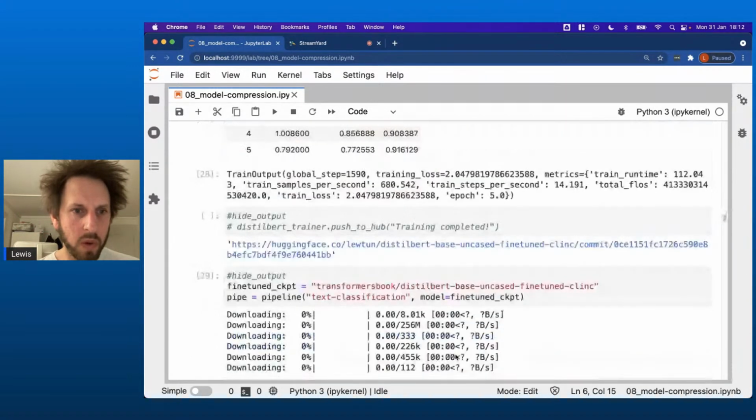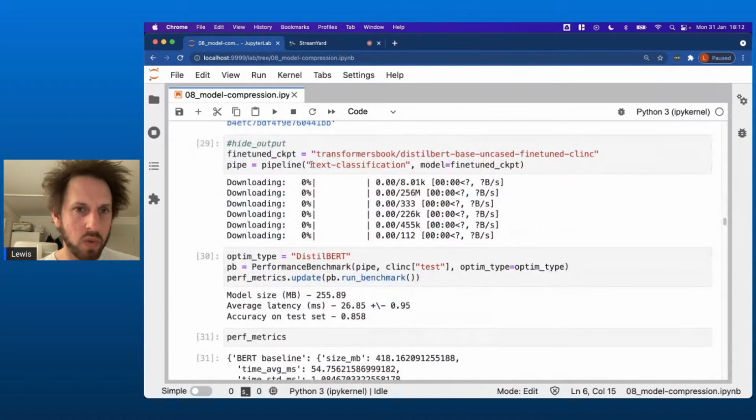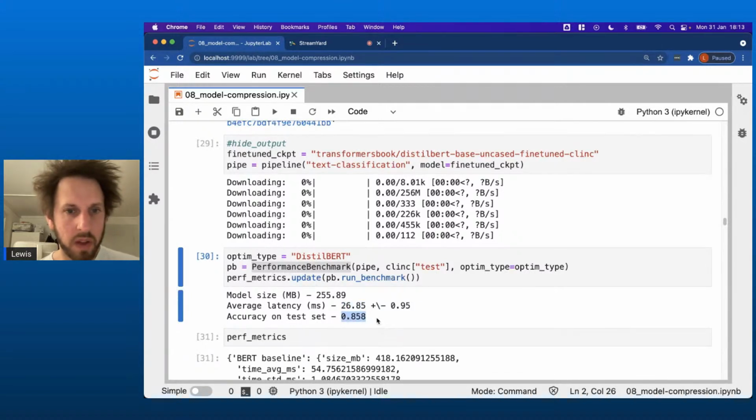So what I thought is kind of cool is we can wrap this in a pipeline, and then feed it into this performance benchmark class. And now we can see that the distilled model is a fair bit smaller. It's almost half the size of BERT. But in particular, because it's smaller, we've also got almost half the latency of BERT, which is great. And we've also suffered a very minimal drop in accuracy on the test set.